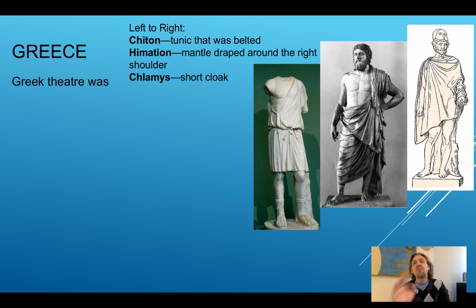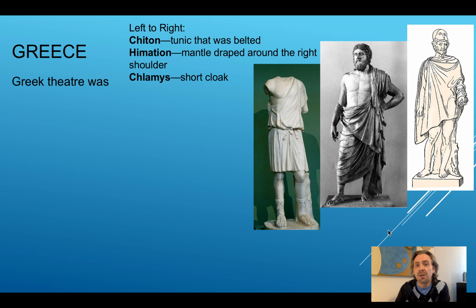So if we look at examples of some types of Greek costuming, what I'm showing you are three different types of clothing that Greek men wore. And these would also be used during the play productions to symbolize the different types of characters.